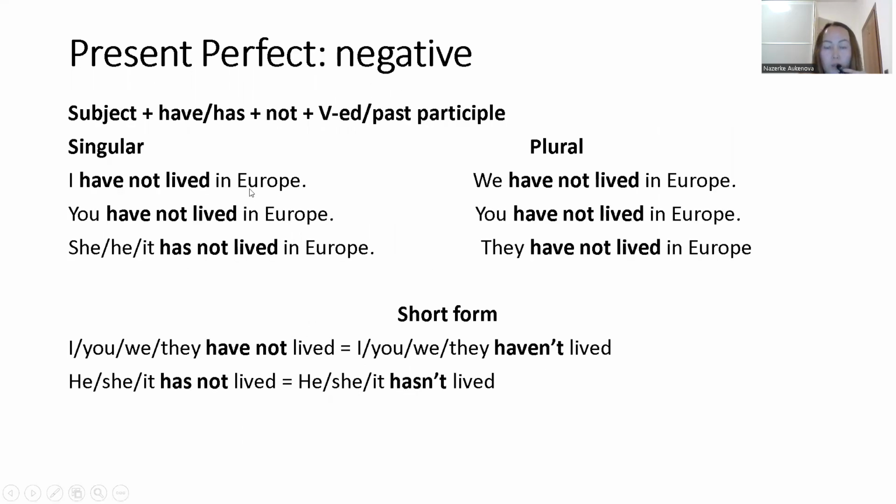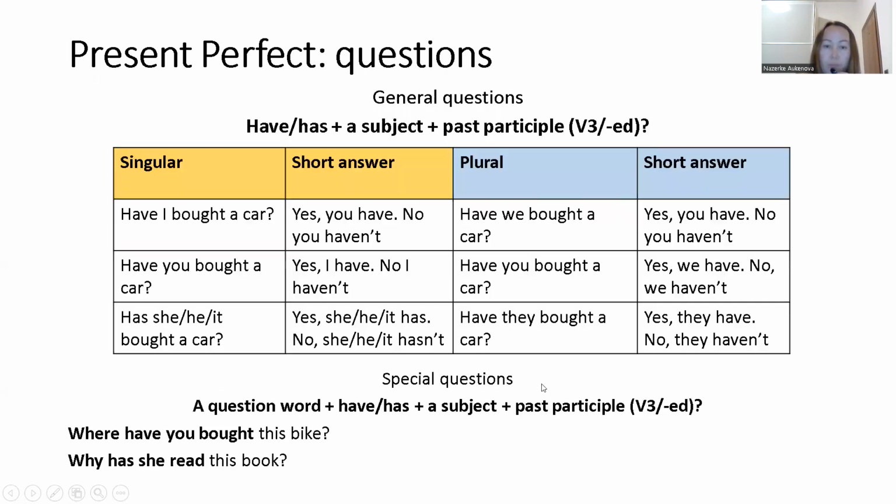Now, how do we make negative sentences in present perfect? The same structure again: subject, have, has, and then not, followed by the verb ed, past participle. So for example, I have not lived in Europe, you have not lived in Europe, they have not lived in Europe, and so on. And the short form of have not, we can write like haven't, and has not, we can write in short form hasn't.